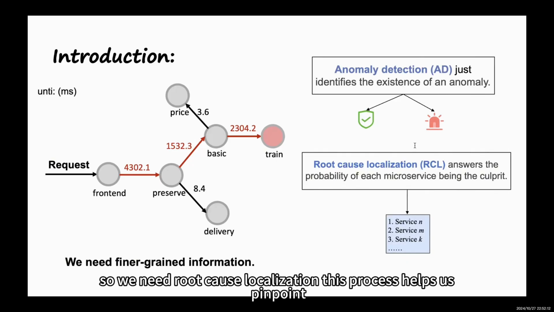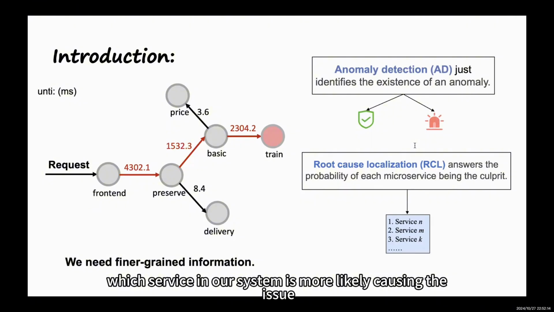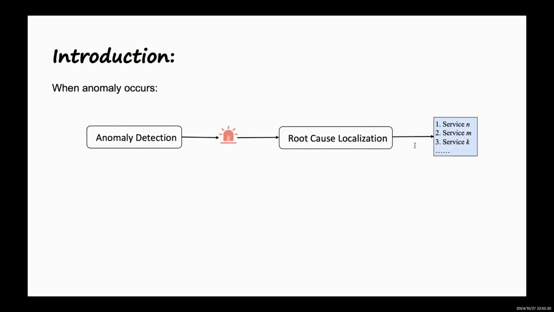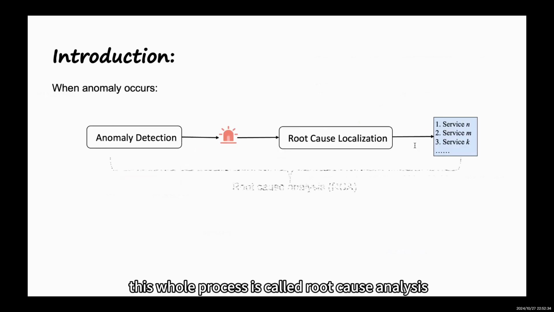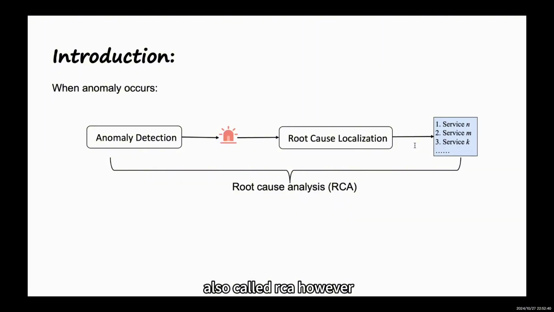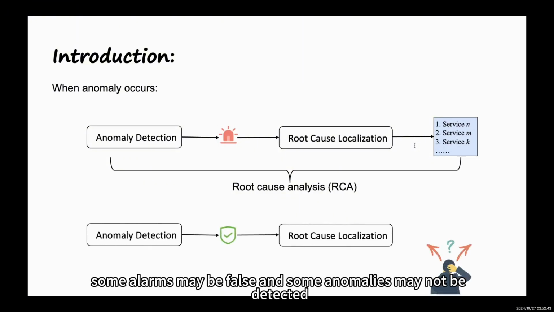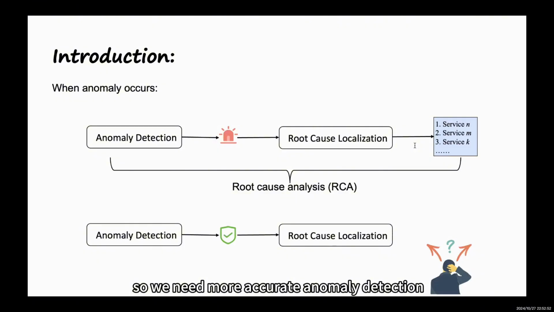This process helps us pinpoint which service in our system is more likely causing the issue. If the anomaly is detected, the root cause localization process begins, aiming to identify the failing service. This whole process is called root cause analysis, also called MRCA. However, some alarms may be false, and some anomalies may not be detected, so we need more accurate anomaly detection.